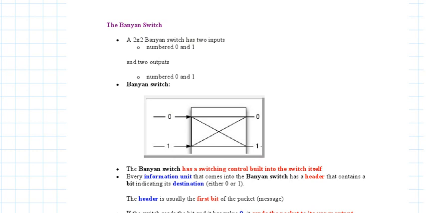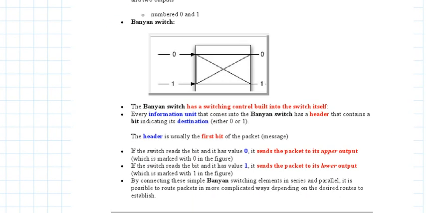Now here is a salient feature of banyan switch, and it goes like: the banyan switch has a switching control built into the switch itself. That means the control for the switching has been implemented inside the switching device itself. Now question might arise, how the information which arrives into the switch are routed to two different outputs.